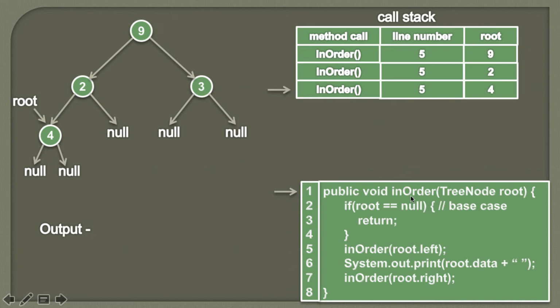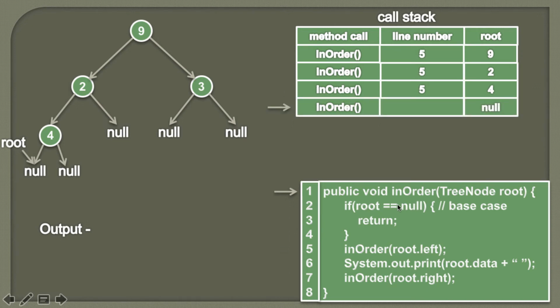So friends, now the inOrder method will be called again and this time the root will point to null. Here you can see currently root is pointing to 4, and as we discussed that we are going to root's left, so now root will point to null. And we also know that once this method starts executing, there will be one more method on the call stack. Now this inOrder method has root as null. Moving ahead, we'll check whether root is equal to null or not. Currently you see root is equal to null.